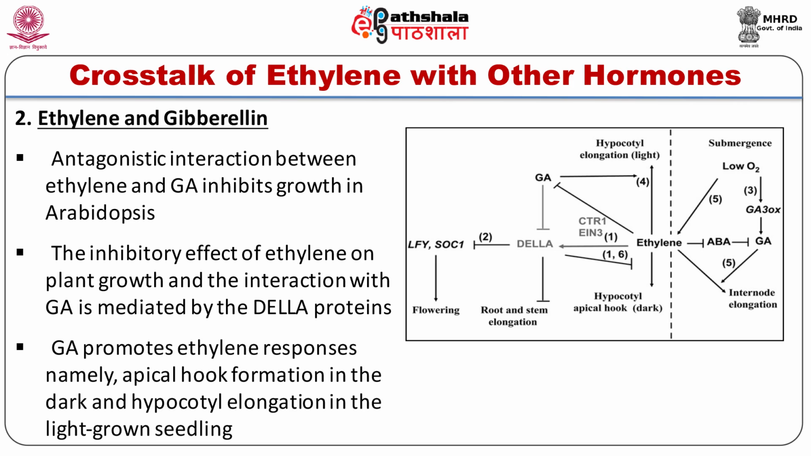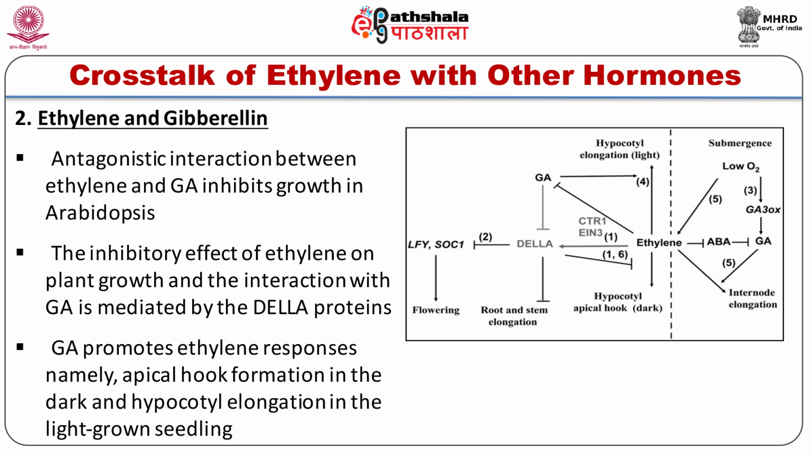The inhibitory effect of ethylene on plant growth and the interaction with GA is mediated by the DELLA proteins. On the contrary, GA promotes ethylene responses, namely apical hook formation in the dark and hypocotyl elongation in the light grown seedlings. In oxygen deficient condition, GA positively influences ethylene activity. In submerged condition, reduced oxygen level induces ethylene production. Increased ethylene level inhibits abscisic acid synthesis.